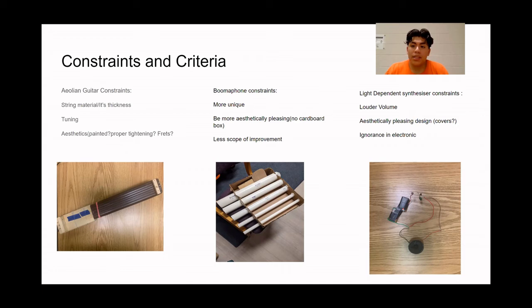Lastly, we have the light-dependent synthesizer. It needs to have louder volume. And at the same time, there needs to be covers, maybe use, as we were thinking, a monster can for a cover with the synthesizer. And at the same time, there was a sense of ignorance in the constraints, but thankfully with a lot of research, we were able to find how to make sound with a certain amount of electronics, capacitors, resistors, and transistors.